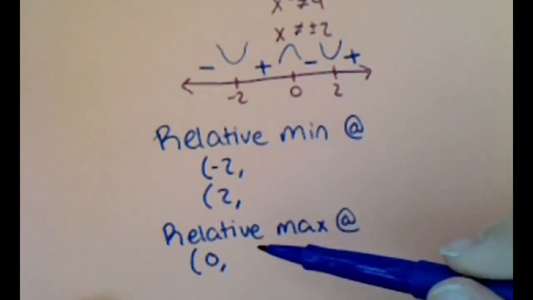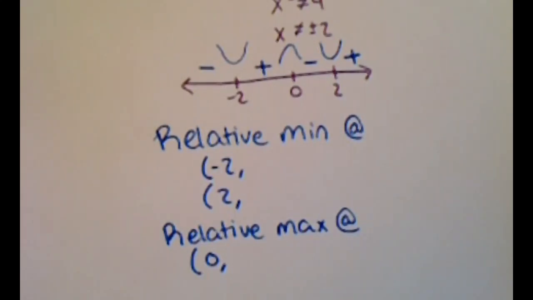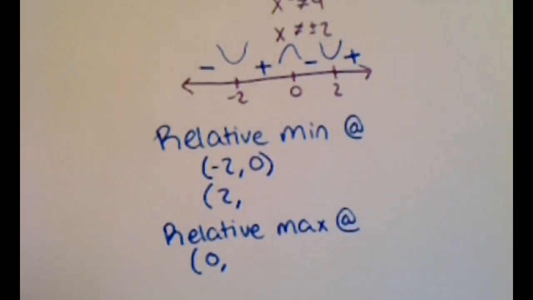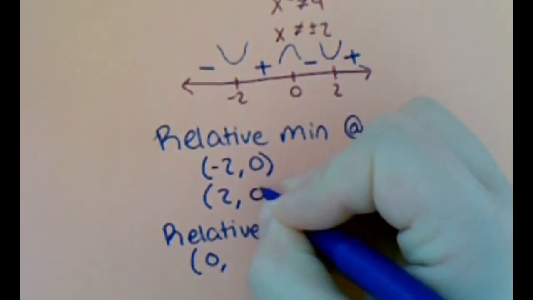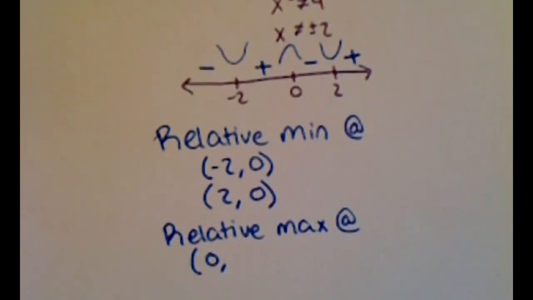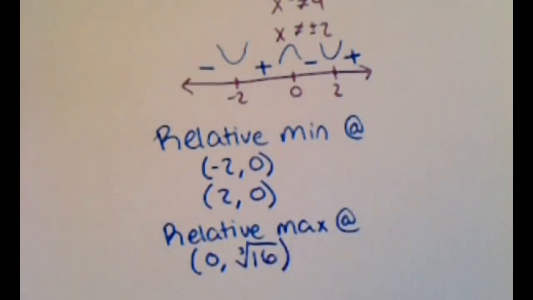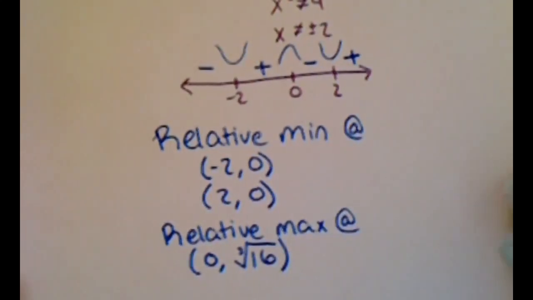To find these coordinates, remember we plug it into the original. So negative 2 into the original, x squared minus 4 to the 2/3 power. Well, negative 2 squared is 4. 4 minus 4 is 0. 0 to the 2/3 power is still 0. Positive 2 squared minus 4 to the 2/3 power is 0. And when I plug in 0, I get negative 4 to the 2/3 power, which is the cube root of 16, which we'll leave at that. And there we have our maxes and mins.